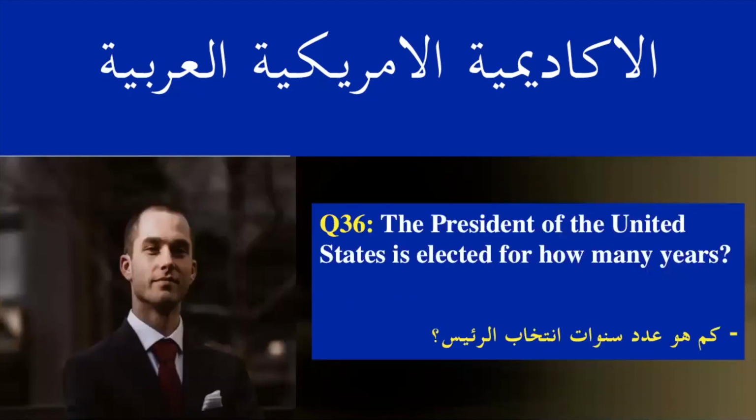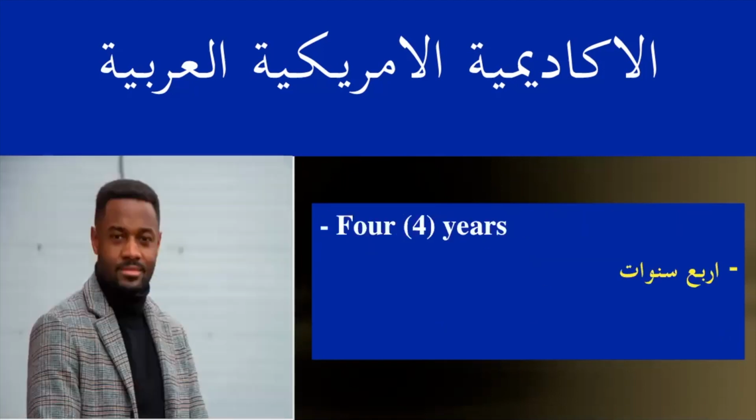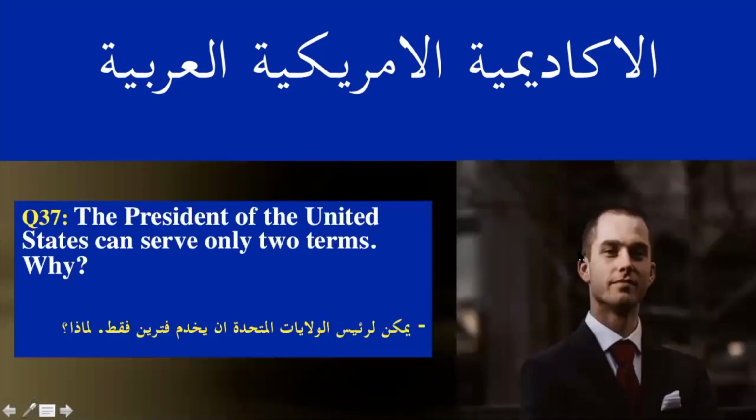السؤال الآخر، السؤال السادس والثلاثون: The President of the United States is elected for how many years? كم هو عدد سنوات انتخاب الرئيس الولايات المتحدة الأمريكية؟ 4 years. 4 سنوات.